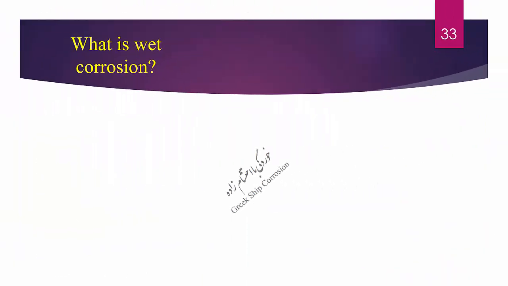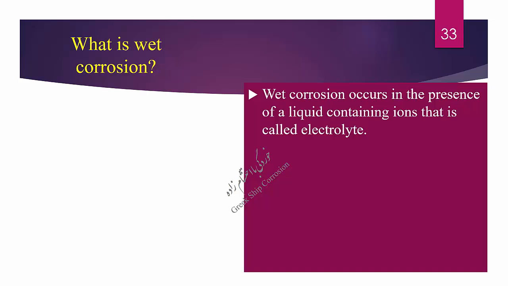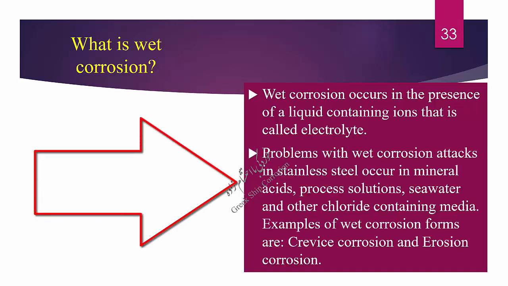What is wet corrosion? Wet corrosion occurs in the presence of a liquid containing ions that is called electrolyte. Problems with wet corrosion attacks in stainless steel occur in mineral acids, processed solutions, seawater, and other chloride-containing media. Examples of wet corrosion forms are crevice corrosion and erosion corrosion.